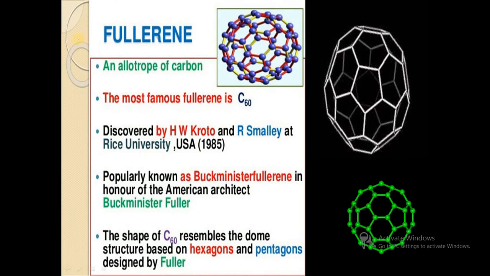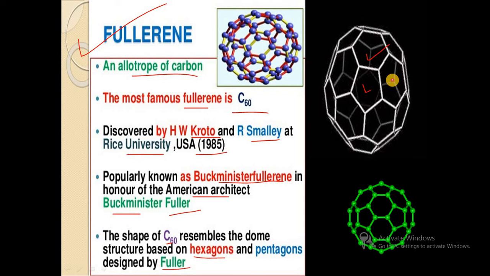And the last one is fullerene. It is also an allotrope of carbon. The most famous fullerene is carbon 60, discovered by Kroto and Smalley at Rice University, USA, and popularly known as Buckminsterfullerene in honor of the American architect Buckminster Fuller. The shape of carbon 60 resembles the dome structure based on hexagons and pentagons designed by Fuller. So there are hexagons and pentagons present in the fullerene. So this is the Buckminsterfullerene structure.